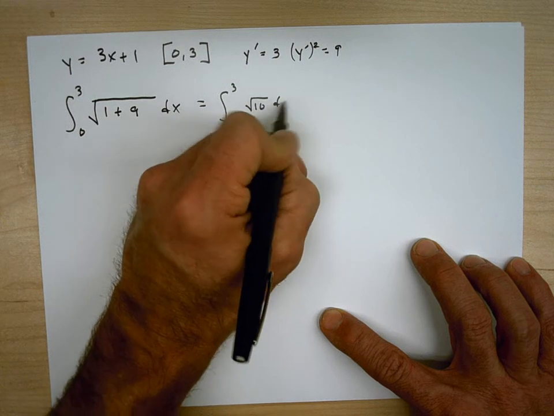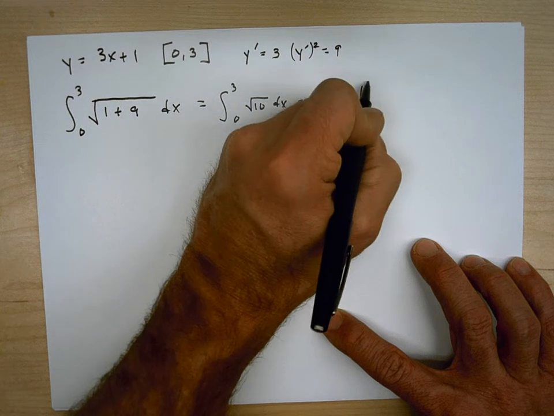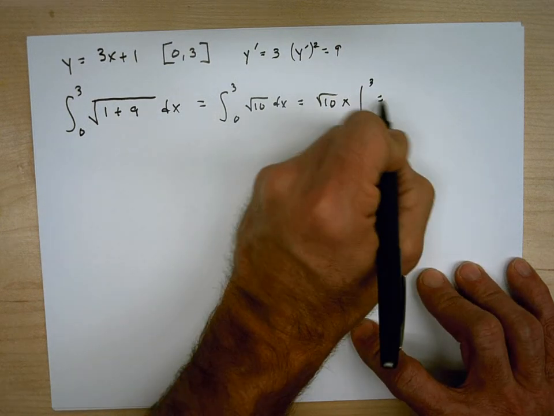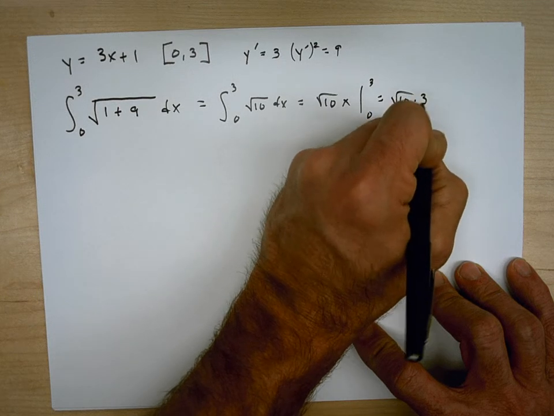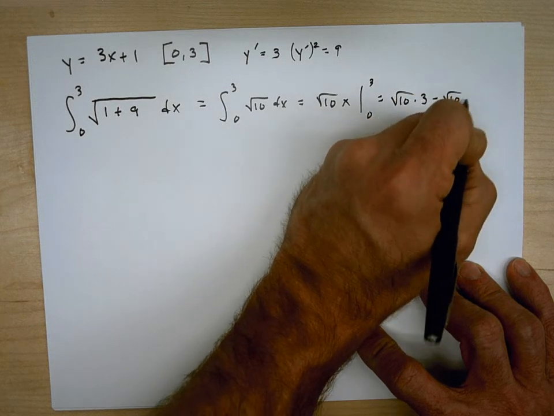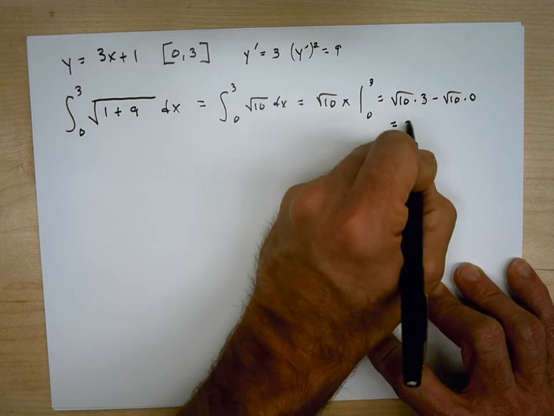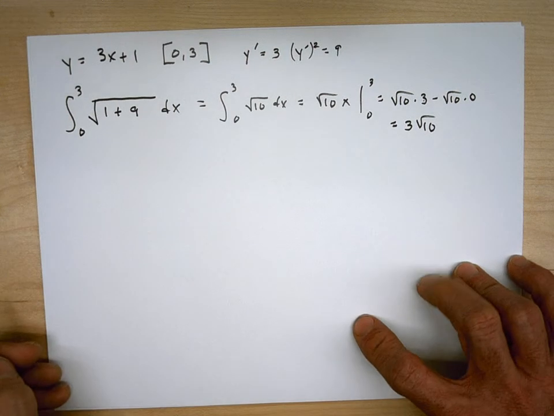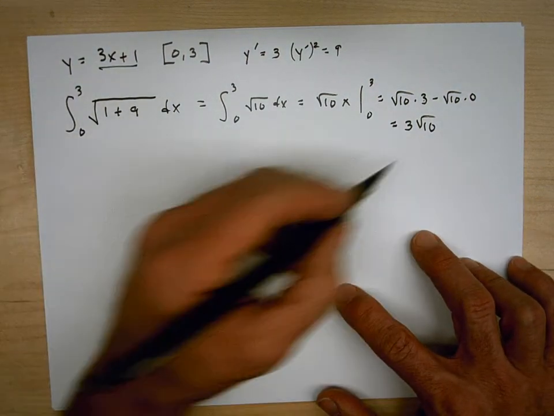Well, this is the integral from 0 to 3 of the square root of 10, which is just a number, so we get square root of 10 times x from 0 to 3. That's square root of 10 times 3 minus square root of 10 times 0. We usually put the 3 out in front, so it's just going to be 3 square root of 10. In this case, that's a line, right? So let's just verify this geometrically.